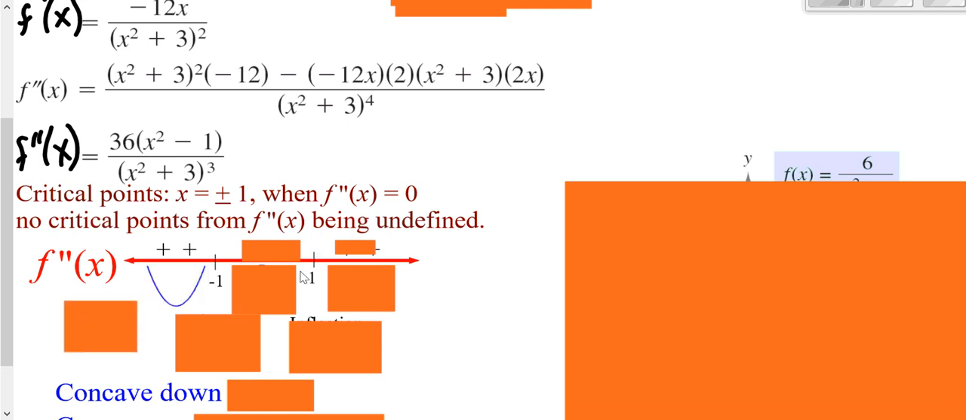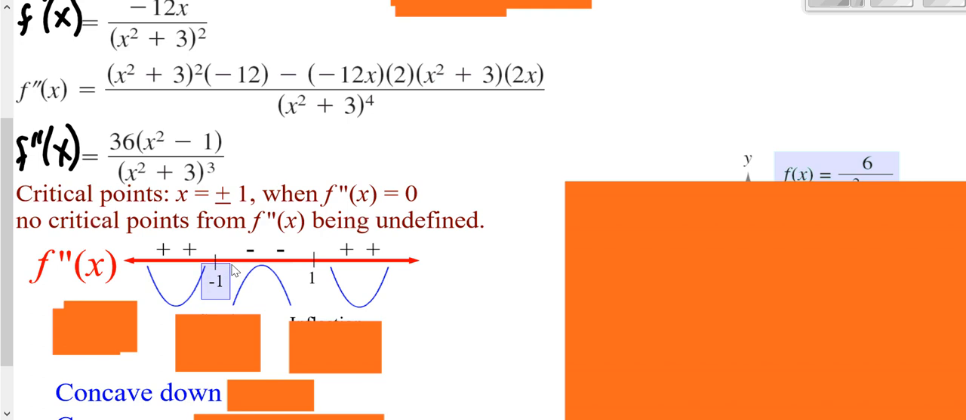Try a number in between like 0. That's pretty easy to plug in. We get negative on top over a positive on the bottom, so we get a negative. So we know we're concave down because its second derivative is negative. Try a number to the right like 2. Plug it in on top, plug it in on the bottom, and in this case we get a positive, so it's concave up.